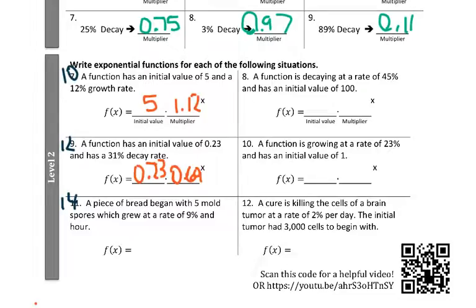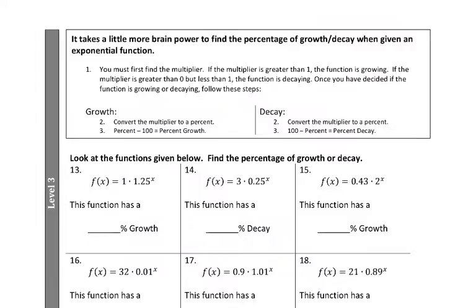A piece of bread began with 5 mold spores, which grew at a rate of 9% an hour. So don't forget, I'm looking for blank times blank to the x power. If it's starting with 5 mold spores, that's my initial value. It's growing at a rate of 9%, so 100 plus 9 is 109. Turn that into a decimal, and we've got 1.09. All right, let's go on to the next page.